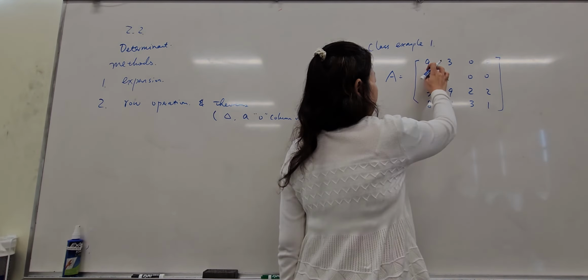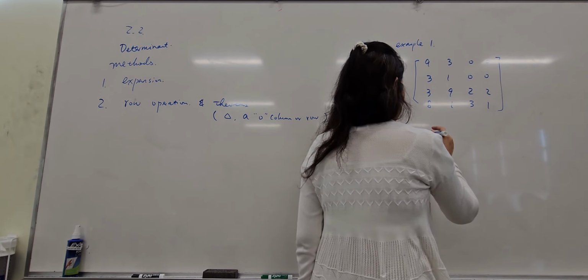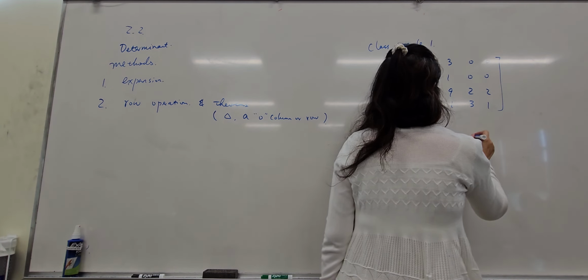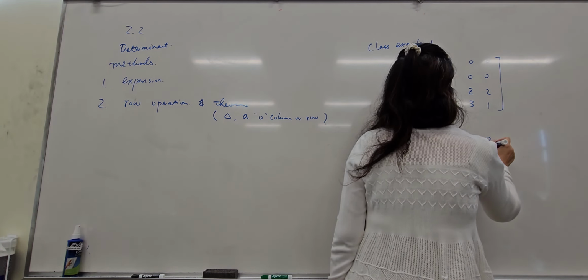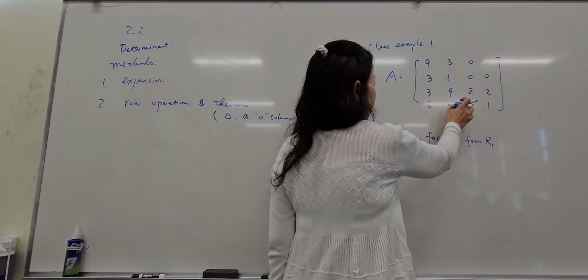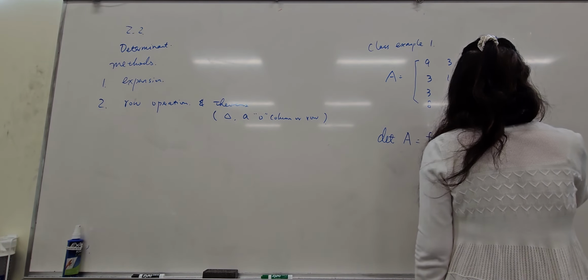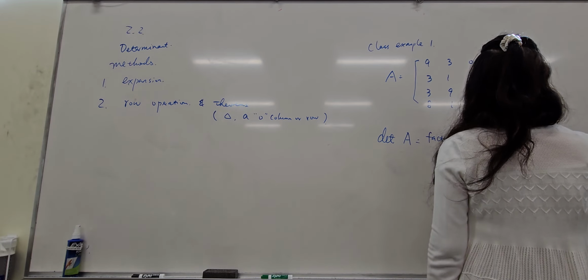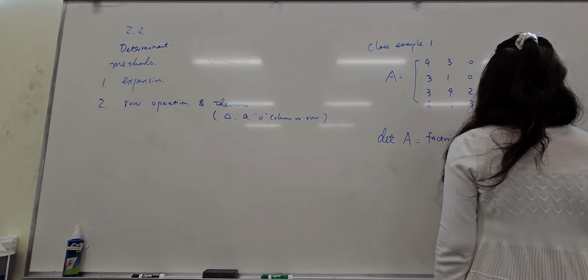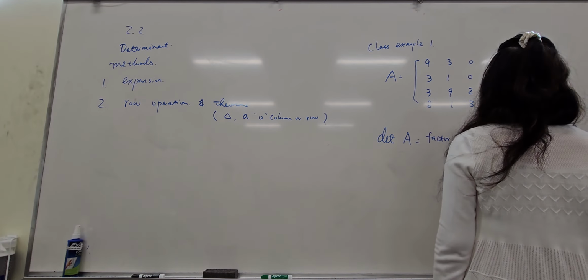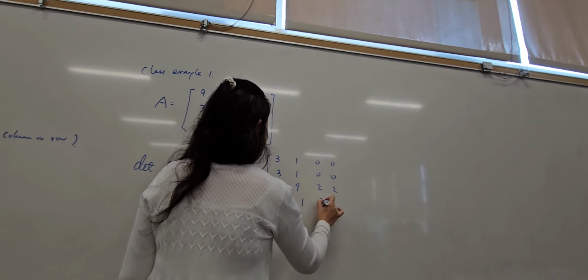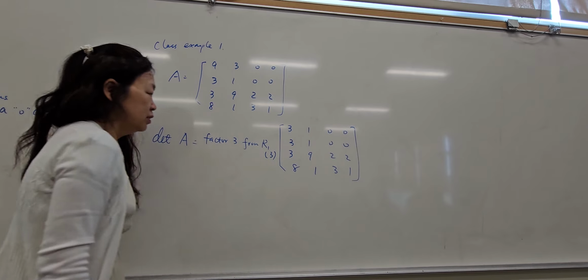And you can see that there's a 9 and 3. You can factor out the 3 first, okay? Factor 3 from row 1. Okay, that's it, no other place you can do that. And then you put a 3 right here. And then you put 3, 1, 0, 0, 3, 1, 0, 0, 3, 9, 2, 2, A, 1, 3, 1. So that's what you get.